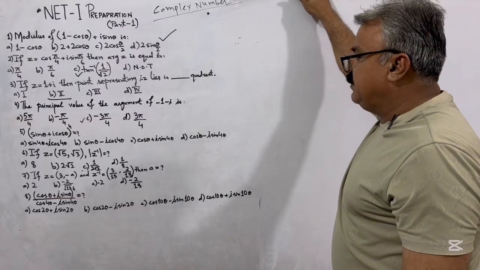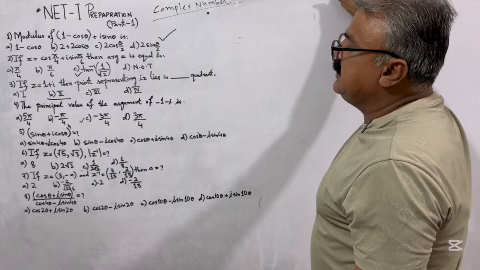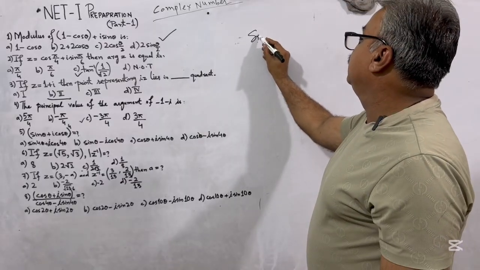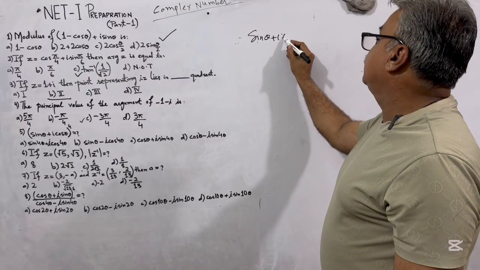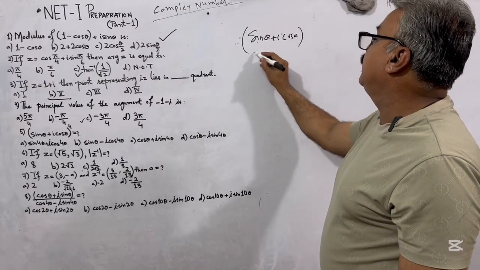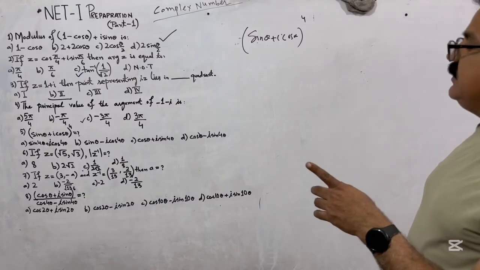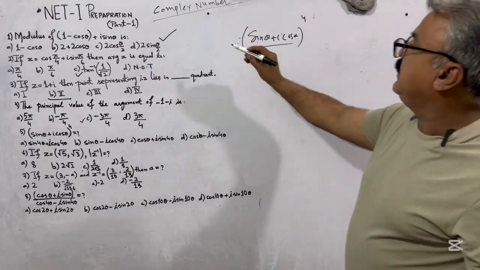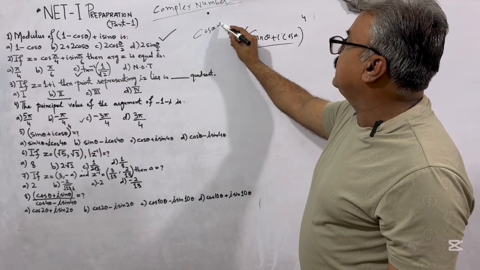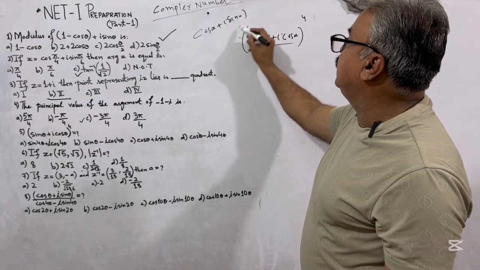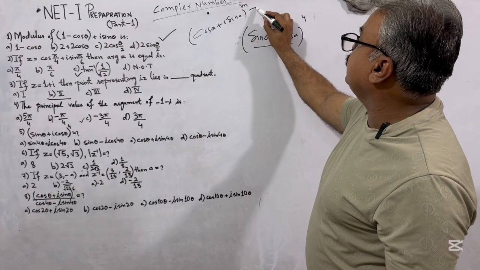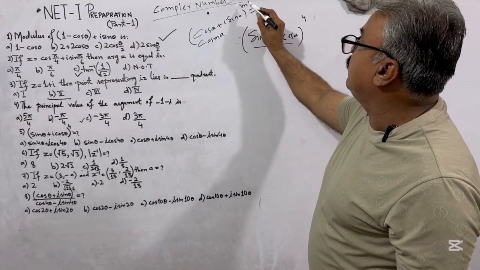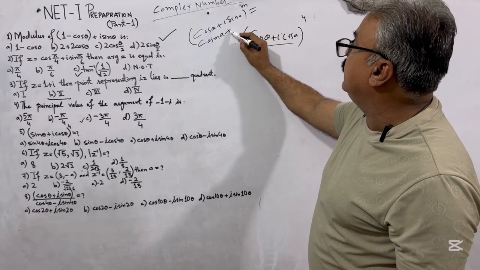Let's see the depth of these complex numbers. We have sine theta plus iota cos theta, all to the power 4. Don't jump to conclusions. You are not in a position to apply de Moivre's theorem. It states that for cos theta plus iota sin theta raised to m, we can multiply the power into the argument.